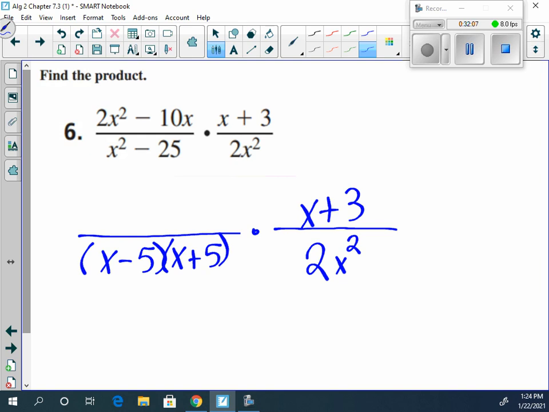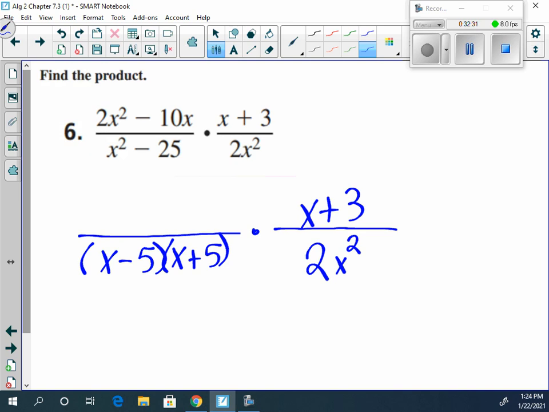The difference of perfect squares, the sum and difference of perfect cubes aren't as nice as this, but the sum and difference of perfect squares are pretty nice to factor. They're a little bit easier. Okay. Well, that leaves us with just the last one to factor, 2x squared minus 10x.